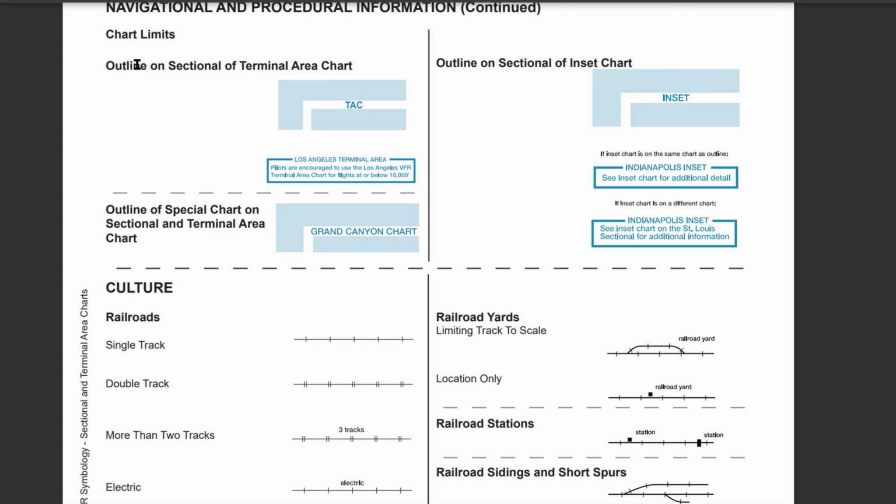In this video we're explaining chart limits and culture. This is for the VFR sectional and terminal area charts. So let's get right into it.